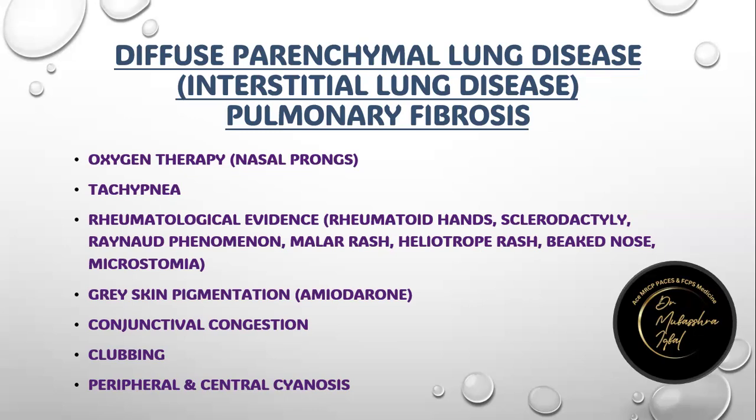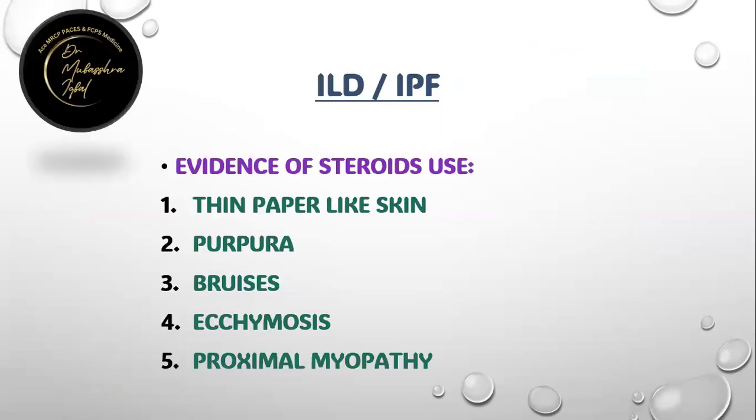Gray skin pigmentation. Some patients might get pulmonary fibrosis because of the use of amiodarone, so always comment on whether there is any gray skin pigmentation; you will look for that. After that, conjunctival congestion, clubbing, which is very important in case of diffuse parenchymal lung disease, and peripheral and central cyanosis. Evidence of steroid use, because interstitial lung disease patients might be on steroid therapy for a long period of time. They will have paper thin skin, purpura, bruises, ecchymosis, proximal myopathy, and Cushingoid appearance.